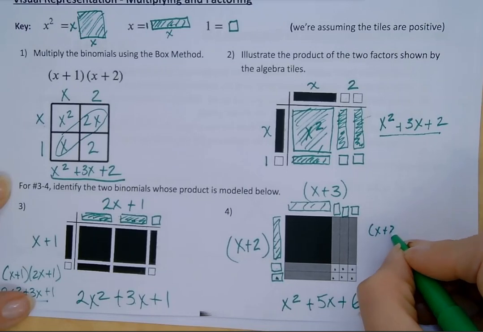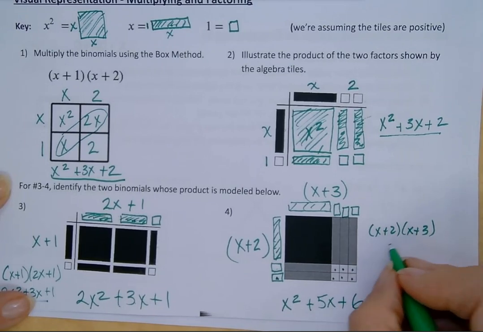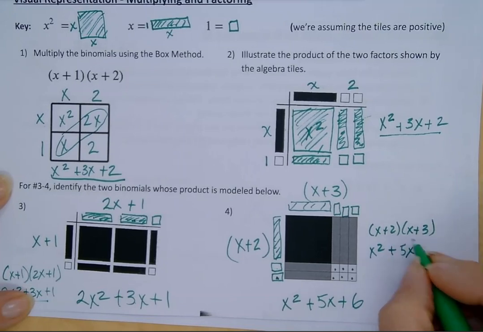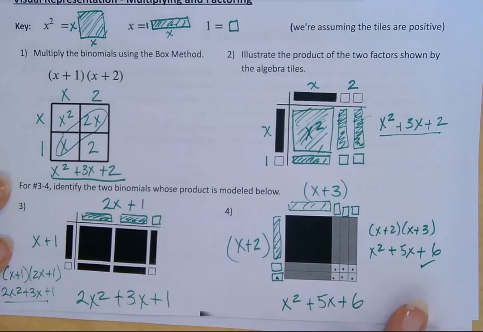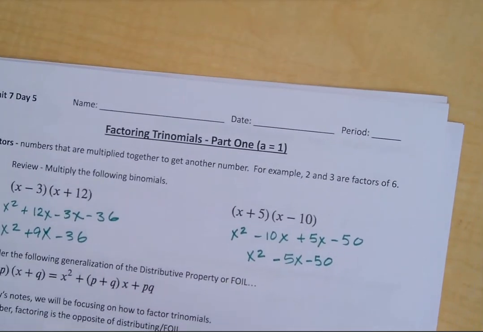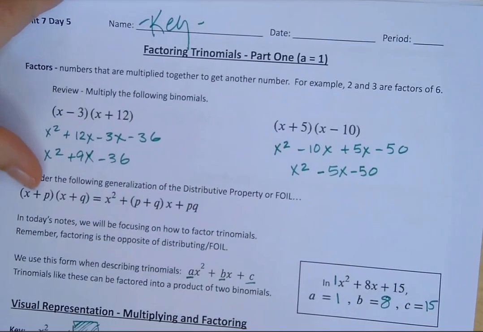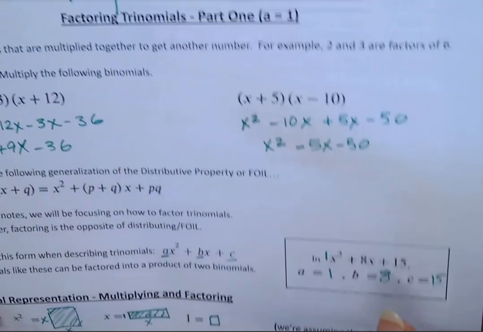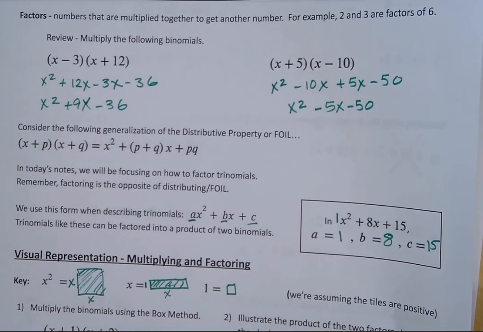x plus 2 times x plus 3. I'm going to use FOIL. x times x is x squared. Outer is 3x, inner is 2x. 3 and 2 is 5. And then last is 2 times 3, so it's 6. And thank goodness that matched and worked out. So pictorial representations, fun for all. I know that you need to have a basic understanding of those pictorial representations, but you won't see a whole lot of them, I don't think.